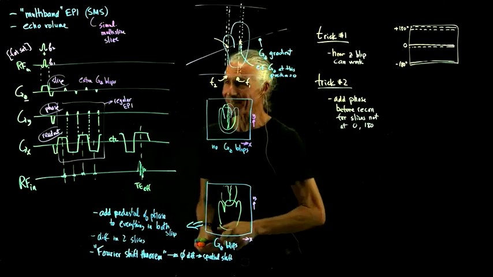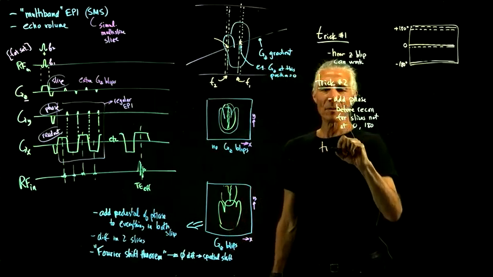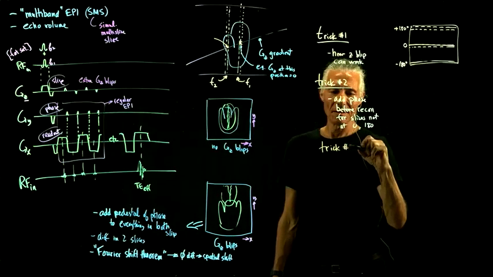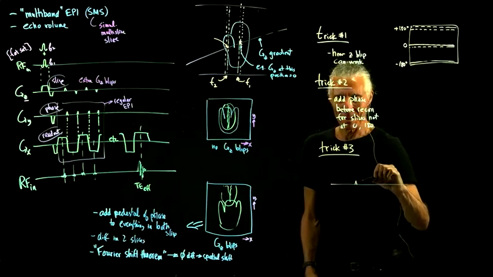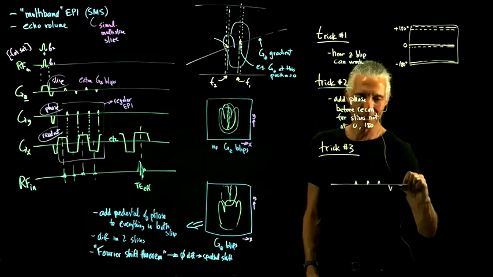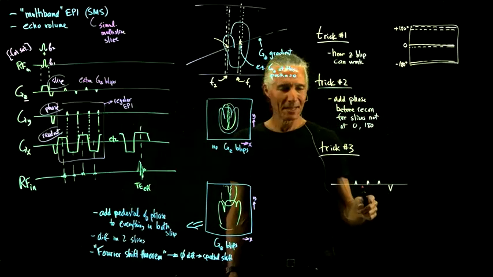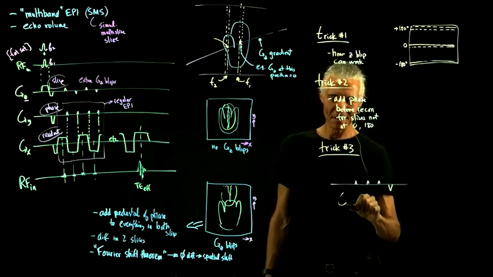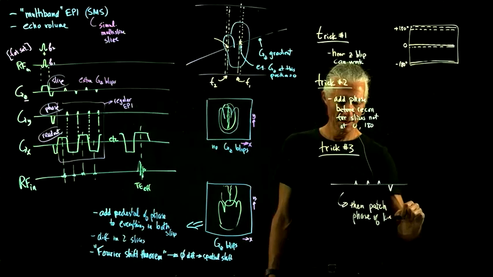But then what about 3 slices? What if you wanted to excite 3 slices? And so trick number 3 is, say you want to do 4 slices at the same time, you do something that looks like that. So you do 3 up blips and then a bigger down blip, and then patch the phases. Phase of k-space before reconstruct.